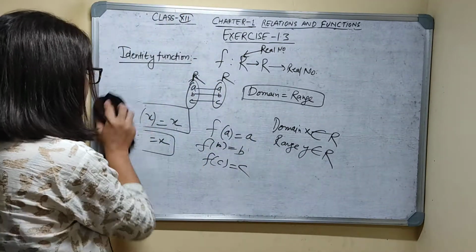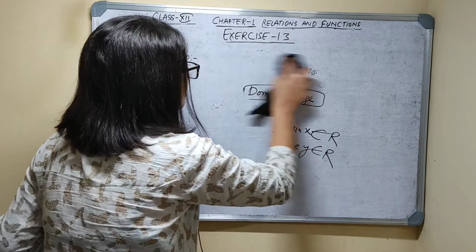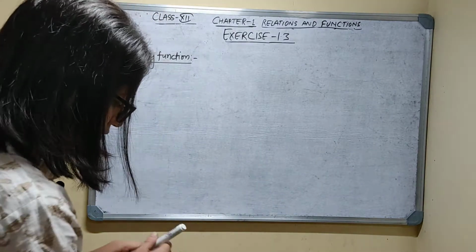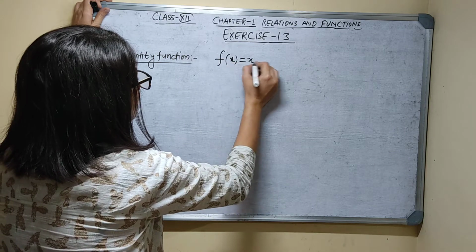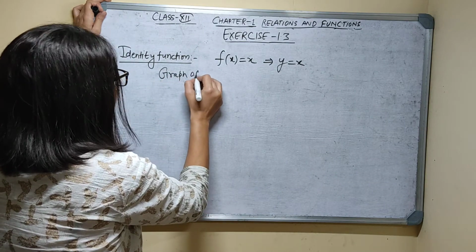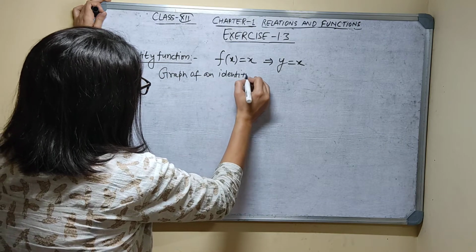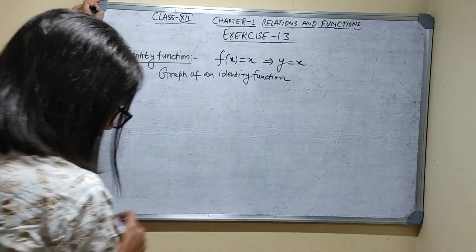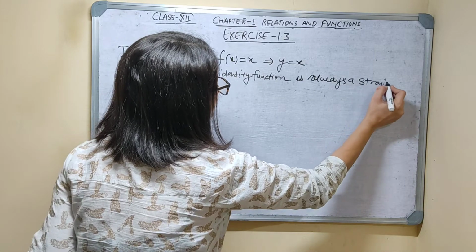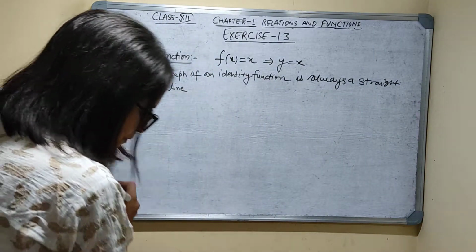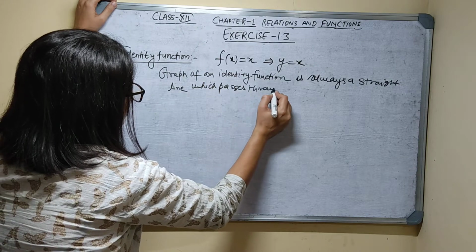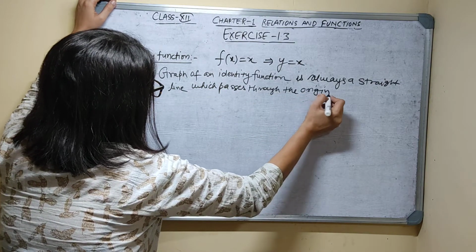So if I plot the graph of an identity function, now I will explain here. You know f of x is equal to x, or you can say y is equal to x. This is the identity function. So you know, the graph of an identity function is always a straight line which passes through the origin. I will explain to you how.